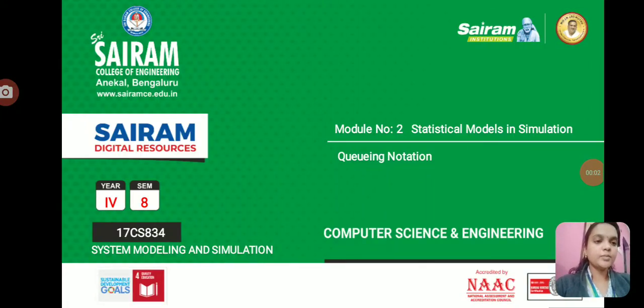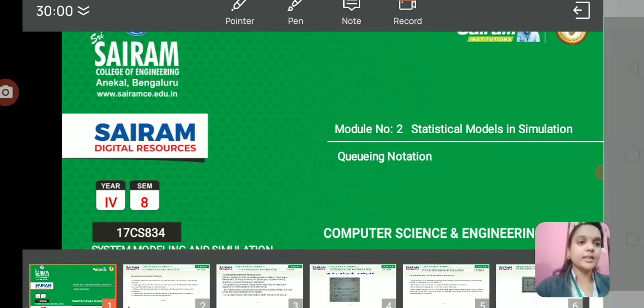Good morning. Welcome to my class on queuing notation. This is under Module 2, Statistical Models in Simulation. In this lesson, we are going to see the Kendall notation, and based on the Kendall notation, some simplifications, and how we simplify it based on infinite and non-infinite, countably infinite populations. Everything we'll see now.